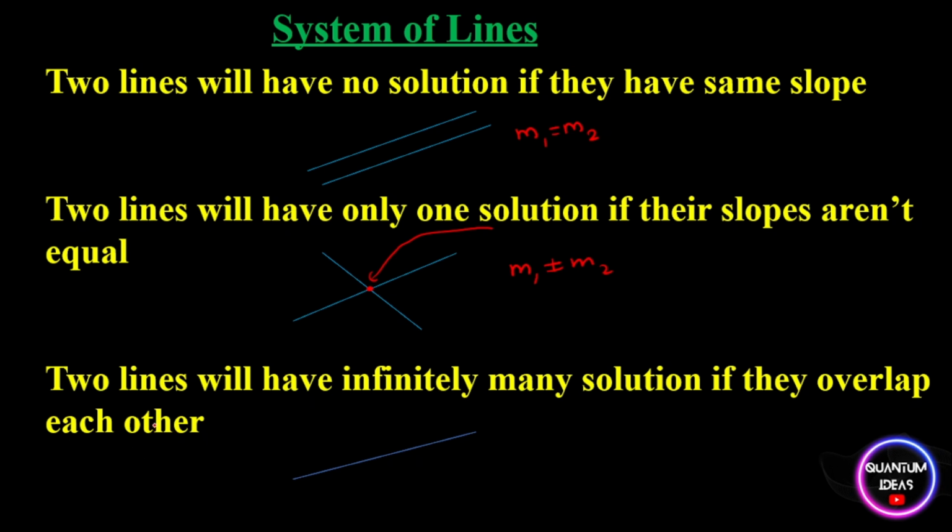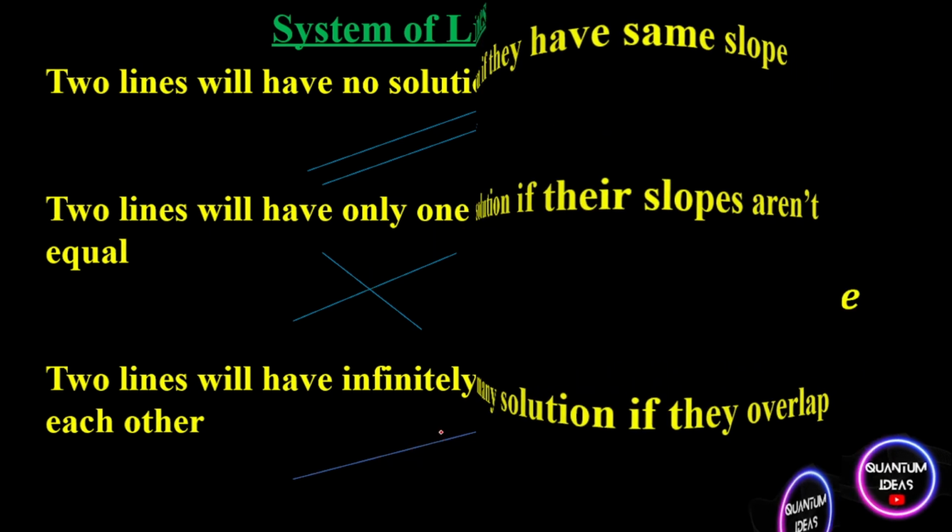Two lines will have infinitely many solutions if they overlap each other. You can see here only one line, but there are two lines. They are overlapped, which means they intersect each other at infinite points, so they have infinitely many solutions. Let's go to the next slide.